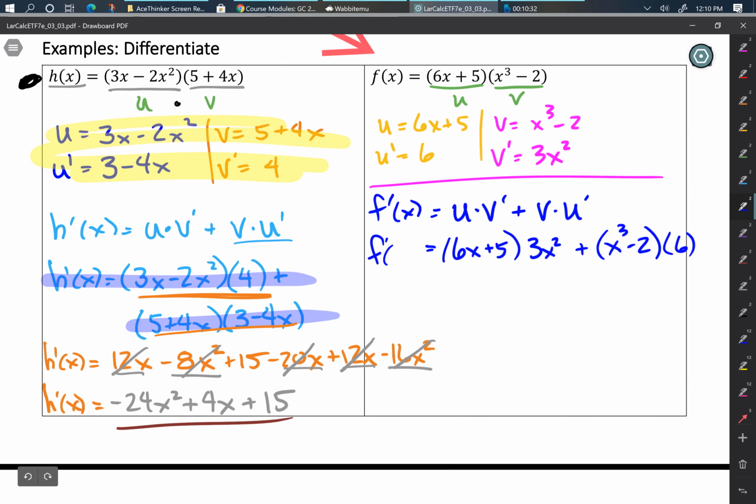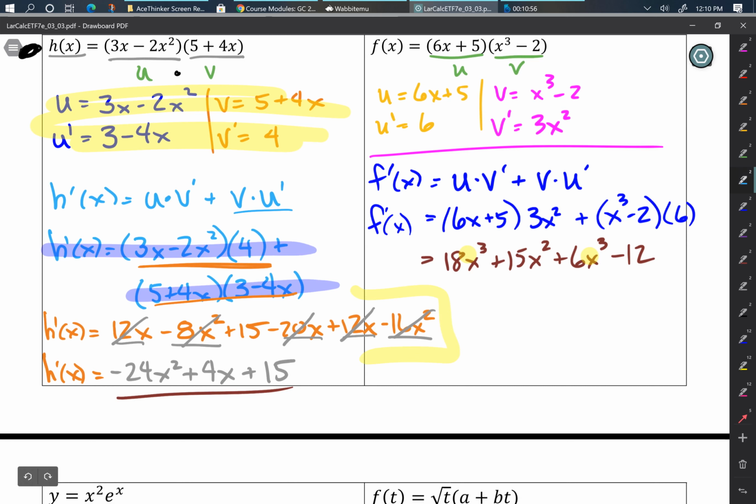That's my derivative. Okay. Now I have to do all the algebra. 3x squared times 6x is 18x cubed plus 3x squared times 5 is 15x squared plus 6x cubed minus 12. These are the only like terms I have, those two cubics.